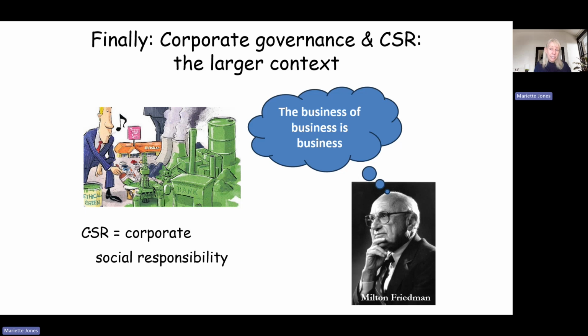It is of great interest to scholars and also directors and managers where the dividing line between this voluntariness and the compulsion should be drawn. What should we leave up to companies to decide for themselves, and what should we actually mandate? So key questions include: should directors take into account the interests of stakeholders apart from shareholders, employees, creditors, the environment, society, consumers? All of these are stakeholders.